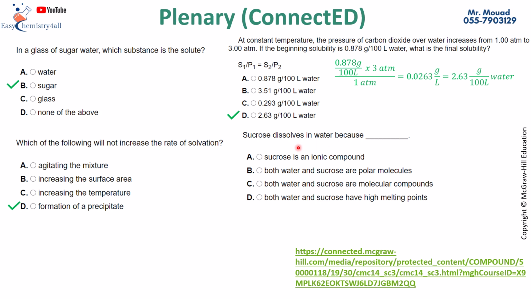No, it is a covalent compound. Both water and sucrose are polar molecules. Both water and sucrose are molecular compounds. Both water and sucrose have high melting points, and the correct answer is B. And you remember, like dissolves like. Both are polar.